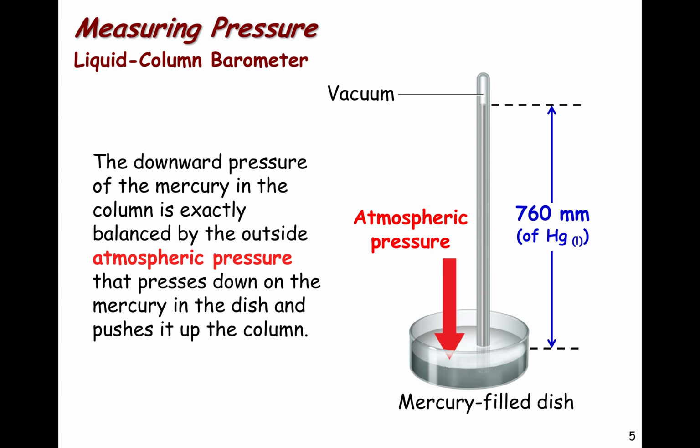If the pressure on the outside atmosphere decreases, as on a day when a storm might be coming, then that outside pressure decreases, and as a result the height of the mercury will go down. And then on a nice day, if the atmospheric pressure is high, then the height of the mercury column will rise, and we say that we have a higher pressure than 1 atmosphere.